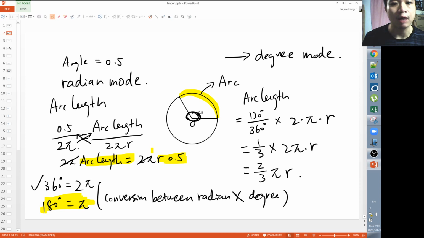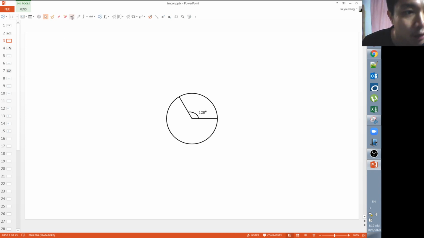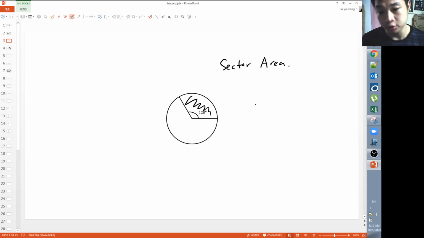Now let's take a look at how we can actually find the area. How we can actually find the area of this. This is called a sector. So how can we find the sector area? I'm going to do it in degree mode first.